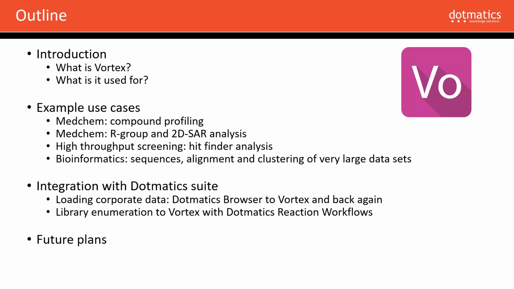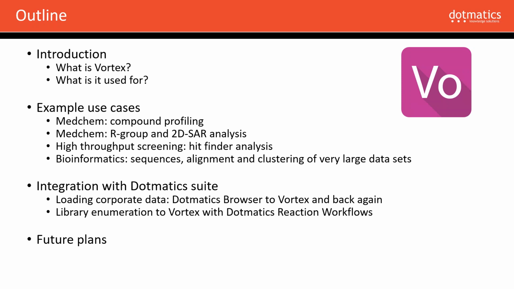Here's the outline today. We're going to start with an introduction to Vortex, which is the product we're talking about today. Then I'll walk through some examples of what our customers have spoken about to explain how it's used. We will then walk through 4 example use cases, 2 for medicinal chemists, 1 for high throughput screening, 1 for bioinformatics. At that point, Tedman will give you demos of how those work.